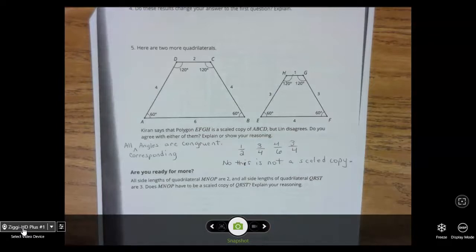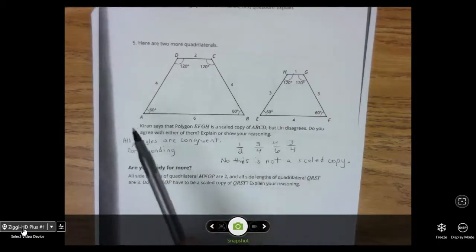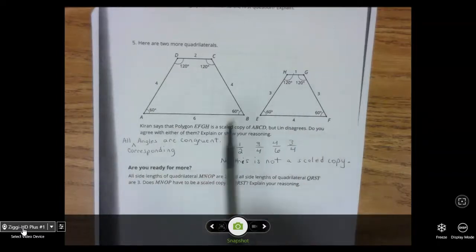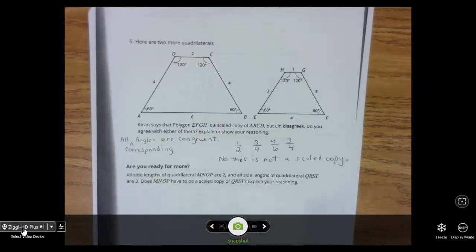Okay, so when we're making a scaled copy, two things that we're looking for are, number one, are the angles all the same? If the angles are not the same, it's not a scaled copy. Number two, you look for the ratio of the copy to the original. And if the ratios of copy to the original are not all the same, then it's not a scaled copy. So those are the two things that have to happen to make something a scaled copy.